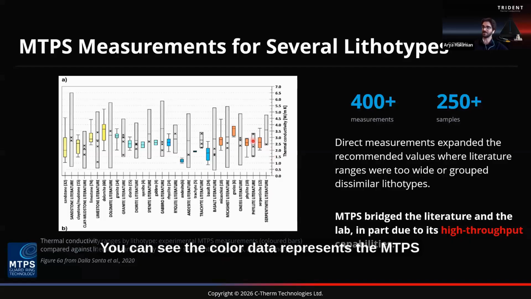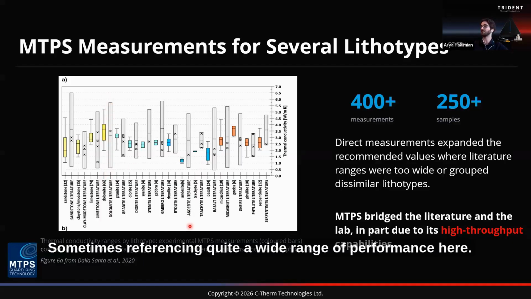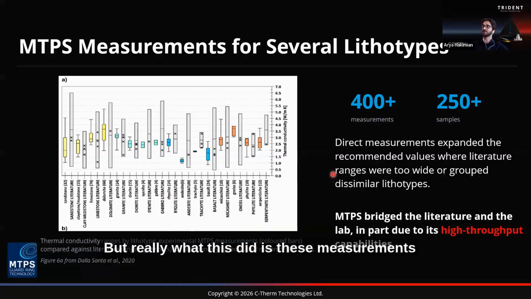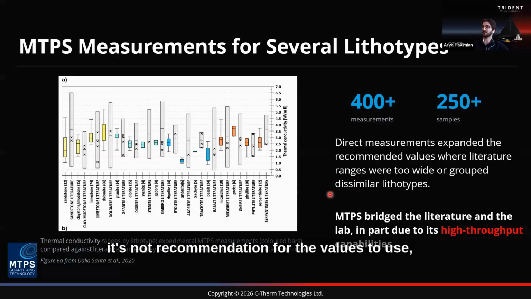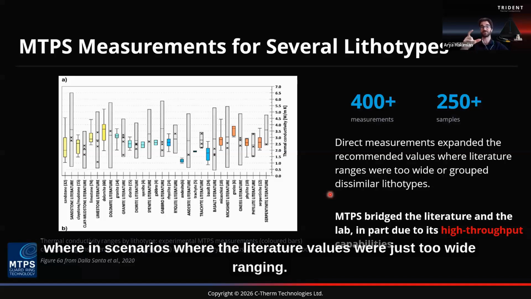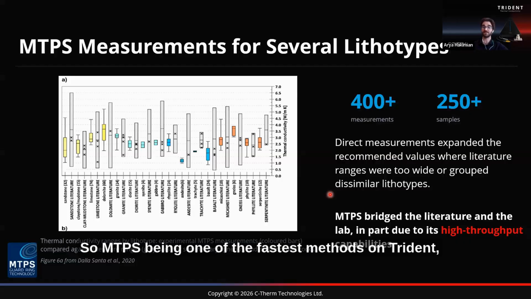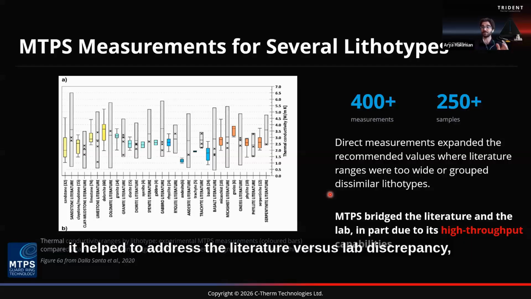You can see the colored data represents the MTPS results compared to those wider bars, sometimes referencing quite a wide range of performance. What these measurements on multiple samples provided was an expanded recommendation for the values to use in scenarios where the literature values were too wide ranging. MTPS being one of the fastest methods on Trident, it helped to address the literature versus lab discrepancy.